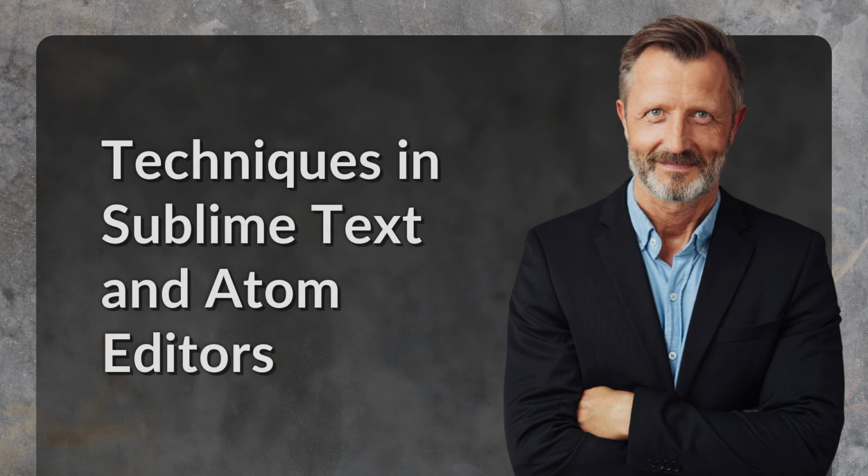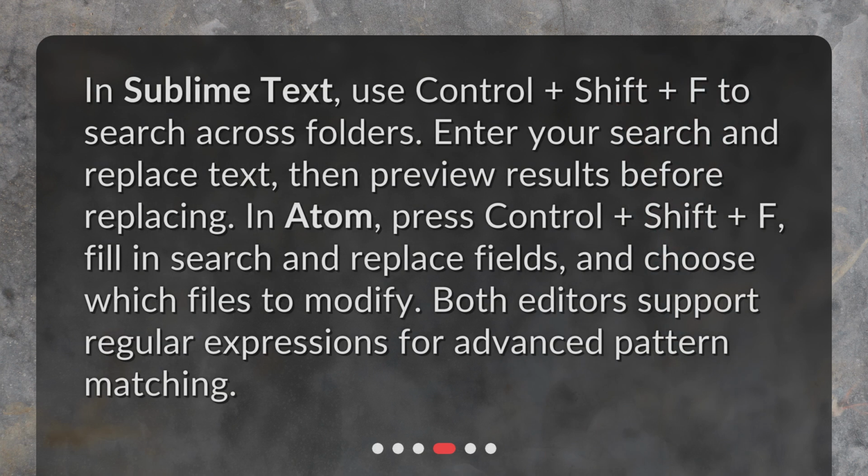Techniques in Sublime Text and Atom editors. In Sublime Text, use Ctrl+Shift+F to search across folders. Enter your search and replace text, then preview results before replacing. In Atom, press Ctrl+Shift+F, fill in search and replace fields, and choose which files to modify. Both editors support regular expressions for advanced pattern matching.